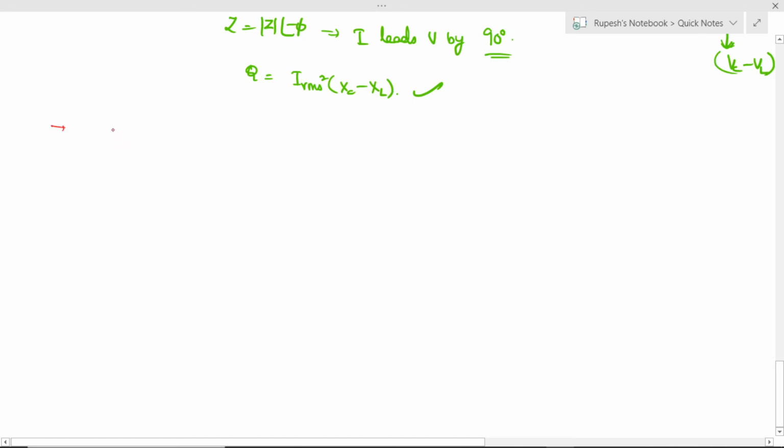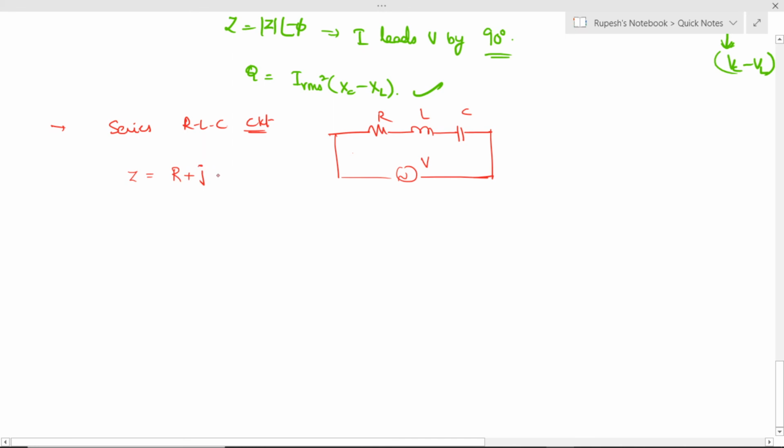Now, we have completed the series RL circuit, series RC circuit, and series LC circuit. Now we are going to look at the series RLC circuit. So the series RLC circuit looks like this. This is R, this is L, and this is C. It may be connected to a source voltage V. The resultant impedance here is R plus J into XL minus XC.